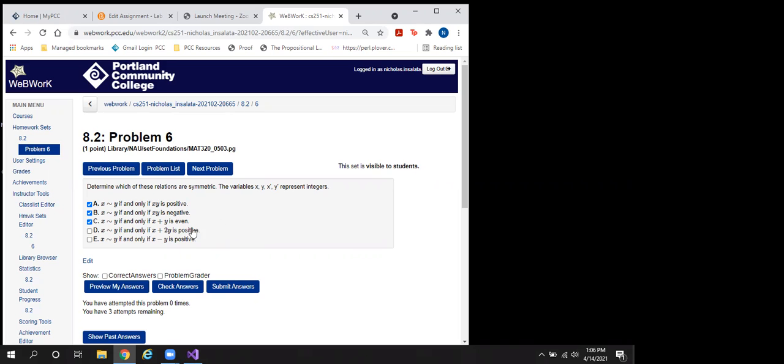Any ideas on part D? It does not work. Okay, good. Can you give me a counterexample? What are some values of x and y where it would be true one way but false the other way? Okay, -3 and 2. So if we have -3 plus 2 times 2, that'll be positive. That'll be equal to 1. But if we do 2 plus 2 times -3, that'll be -4. So that one doesn't work.